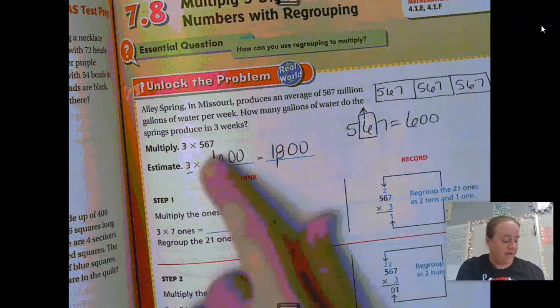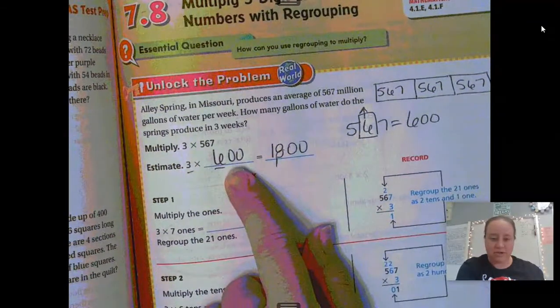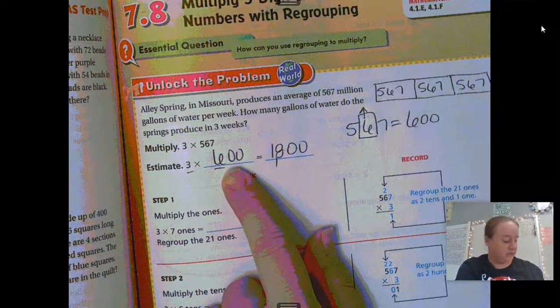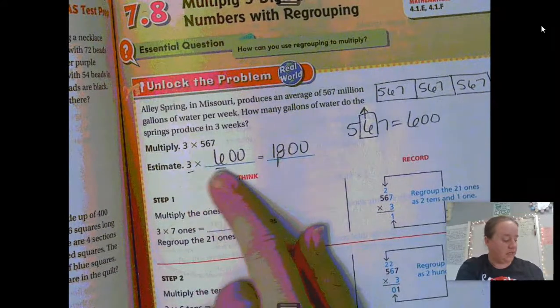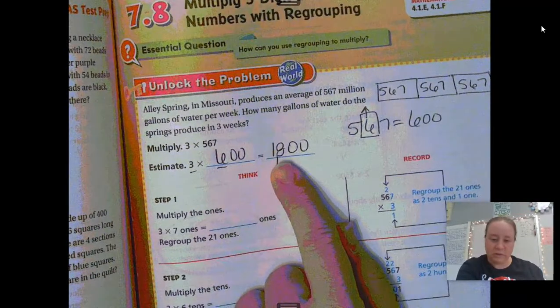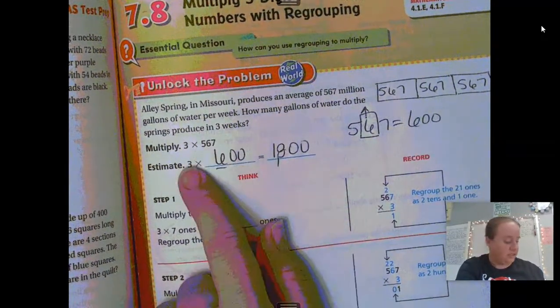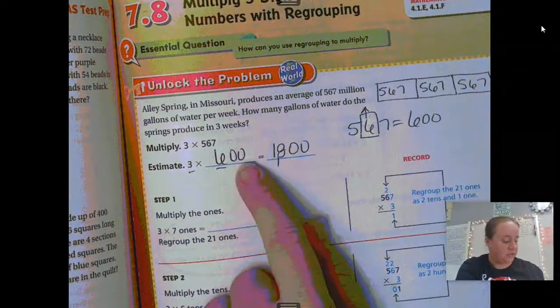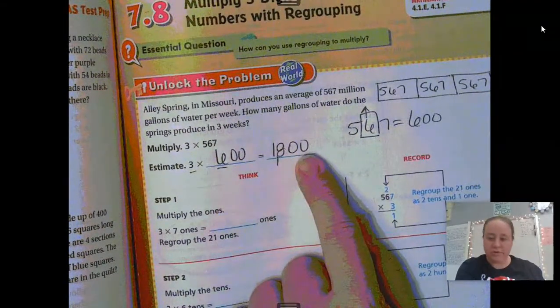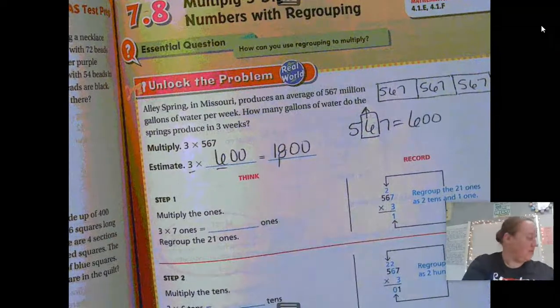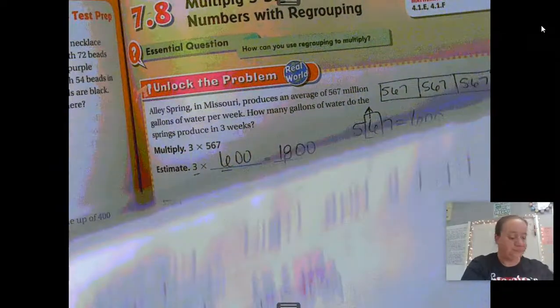So we did our estimate. We said 567 rounds to the nearest 100. That would be 600. Then we took 3 times 600 and that equals 1,800. 3 times 6 is 18. We see 2 zeros. We put our 2 zeros. And then we went ahead and solved this in our notebook.